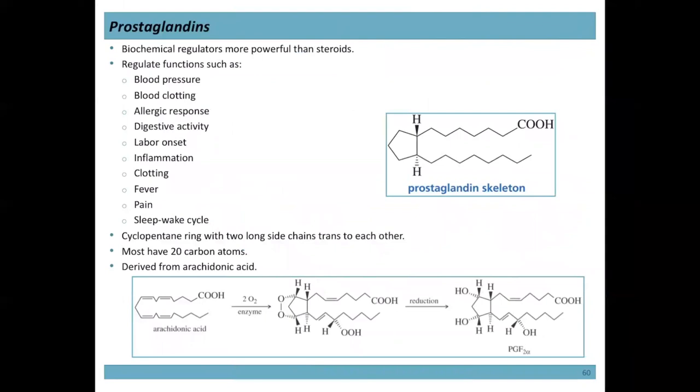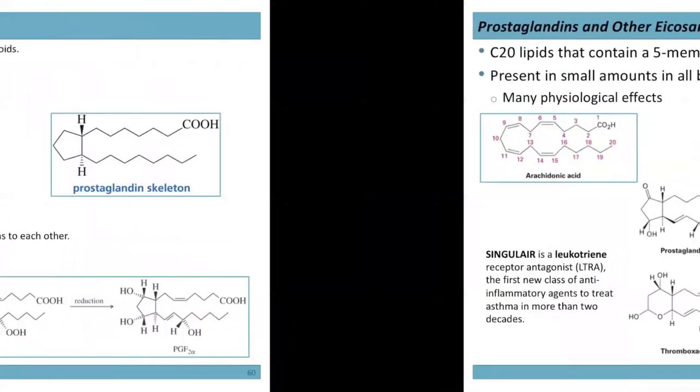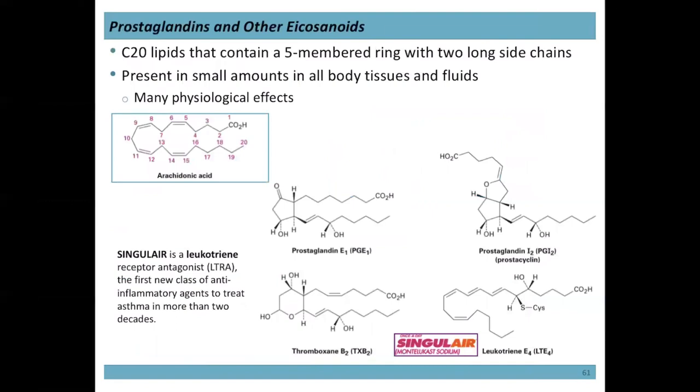And then finally, prostaglandins. These are really interesting molecules that come from free fatty acids and are folded up into these molecules here. These tend to be localized hormones. They're formed at the site of action, and they're involved in blood pressure, blood clotting, allergic response, digestive activity, labor onset, inflammation, clotting, fever, pain, and the sleep-wake cycle. These are my favorite molecules in the whole world. I could go on for days, and I won't. So we'll just leave it at that sad point, prostaglandins.